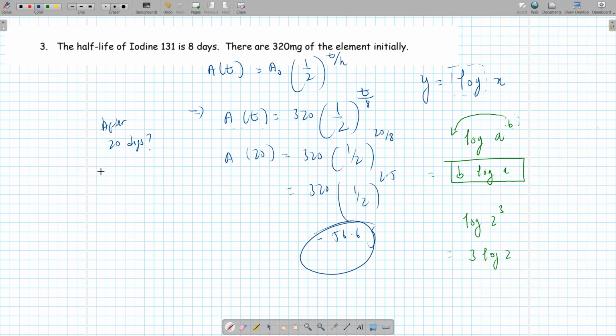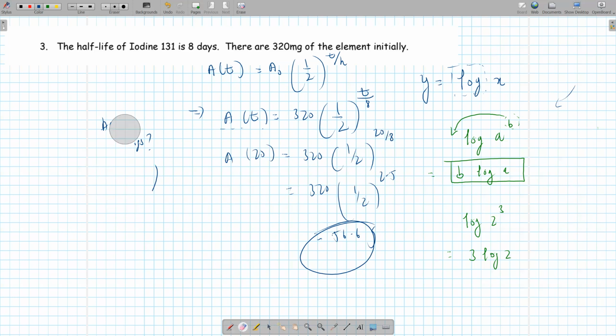You just plug it in. What if I said after 100 days? What's the mass? What's the amount left after 100 days? You just literally plug it in as t. But now, this is where it's going to come into play.